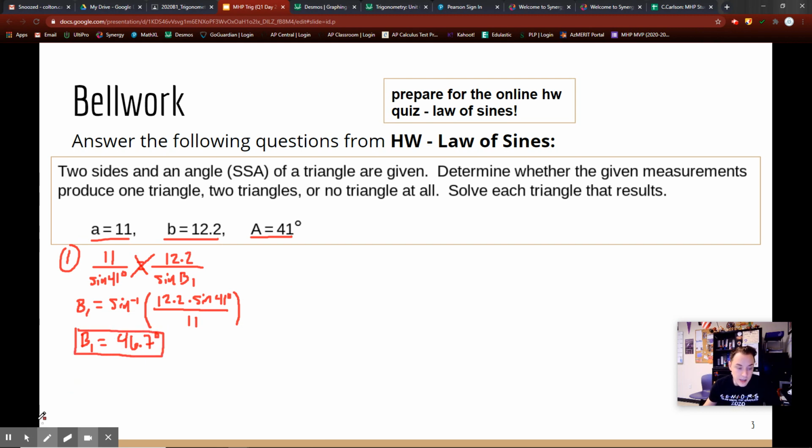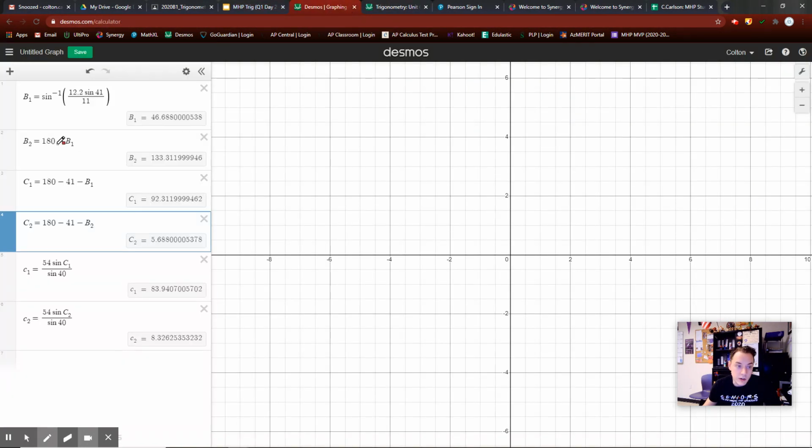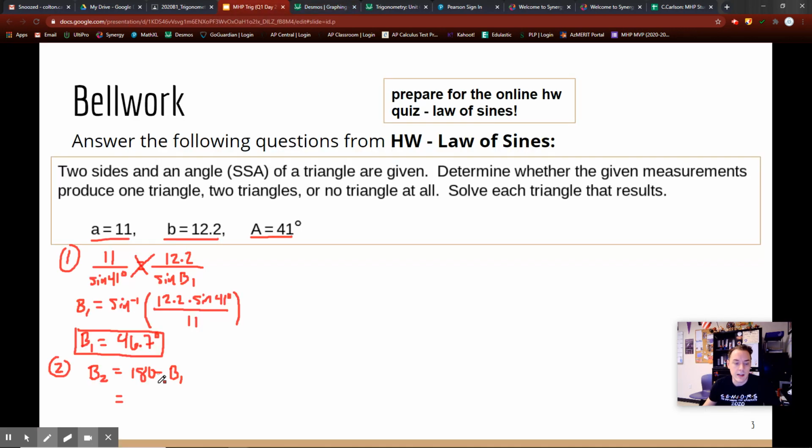Okay, my second step is to find my B2. My B2 is actually just 180 minus B1. So I just go back to Desmos here. I already have 180 minus B1 for my B2 from yesterday's lesson, and I have 133.3. Notice how simple that is? Really great. So this is 133.3 degrees.